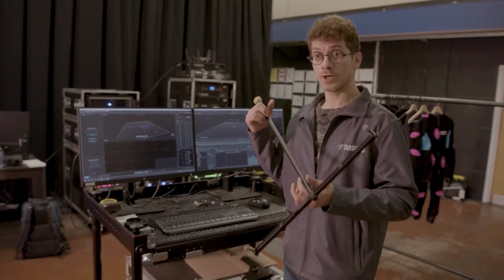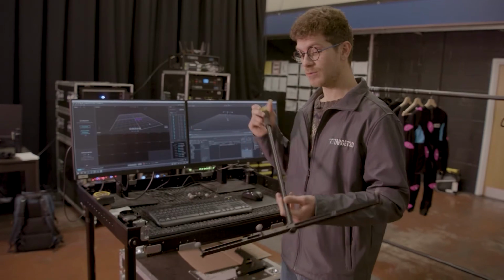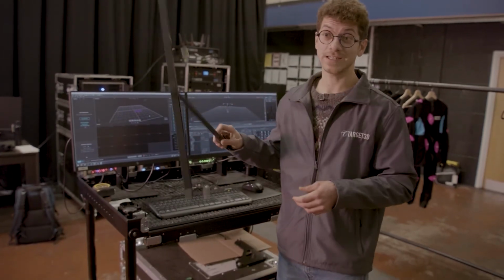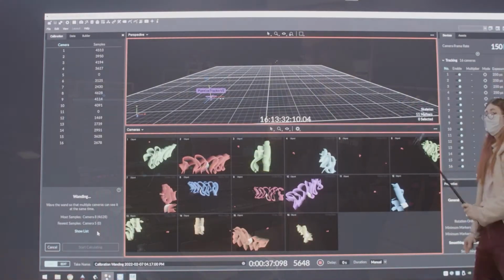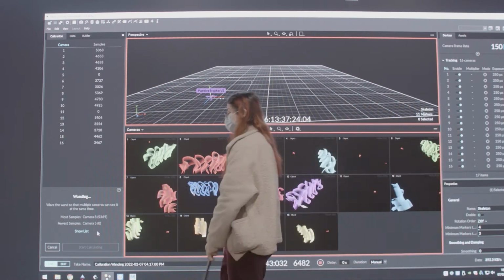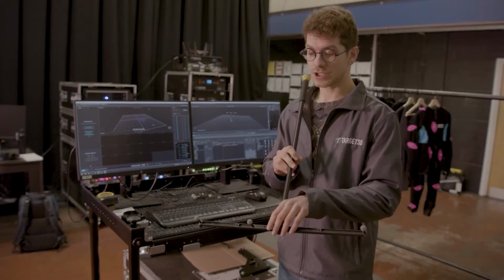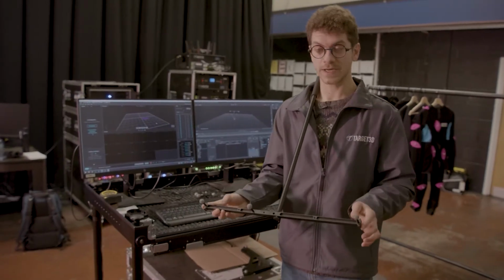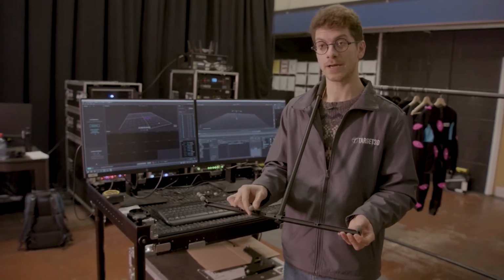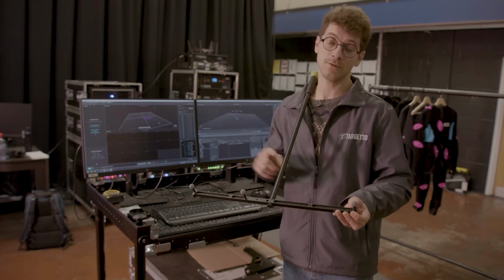So this is the one we're going to use to calibrate our system. Essentially, what we're going to do is wave this in a dolphin-like figure-8 inside the volume. And essentially what this is going to do is, with these predefined marker locations, it's going to tell our cameras exactly where they are in relation to one another.